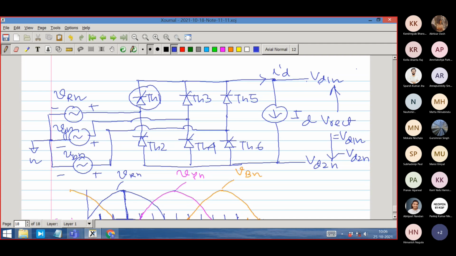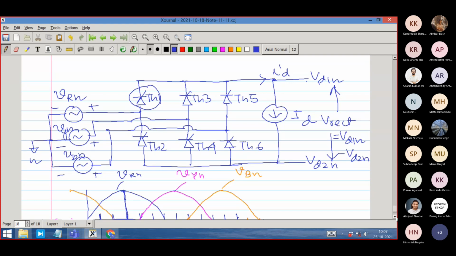Similarly, if TH2 conducts, then VD2N is equal to VRN, right? This thing conducts means VD2N is equal to VRN. If TH4 conducts, then it is like this, and then TH6 conducts, it will be like this, similarly like that.